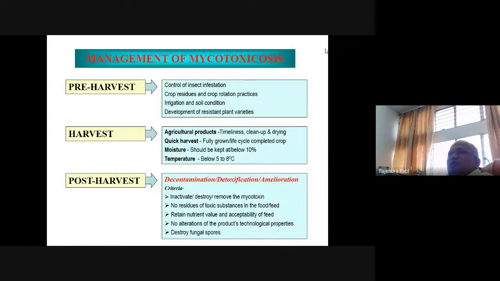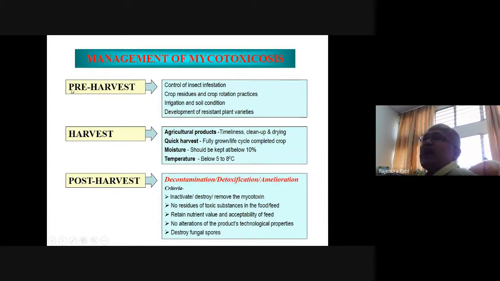Then we are switching to management, and management is key, because these fungi are ubiquitous and they will contaminate. There are a number of practices, particularly pre-harvest, during harvest and post-harvest, by which these fungi will contaminate the crop and ultimately agriculture commodities, and through the cereals or the grains, they will enter into the food channel, into animals and humans.